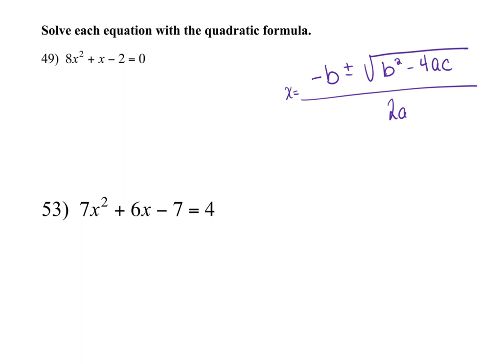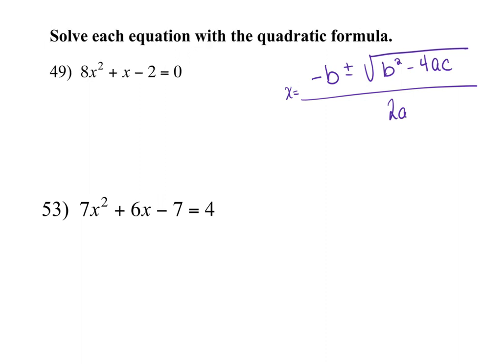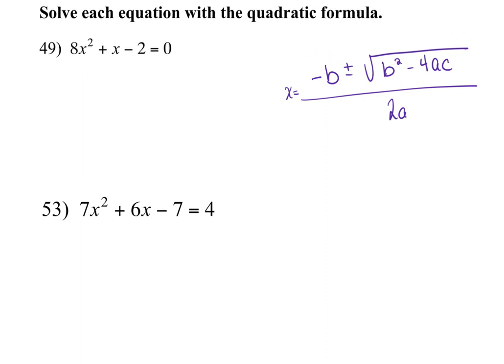So knowing the quadratic formula is very important too. It has to be equal to 0, all right? So 49 is already equal to 0. 53 is not equal to 0. So I have to make sure it's equal to 0 or my A, B, and C are going to be wrong when I go do this, all right?